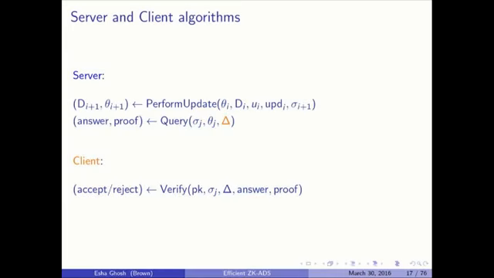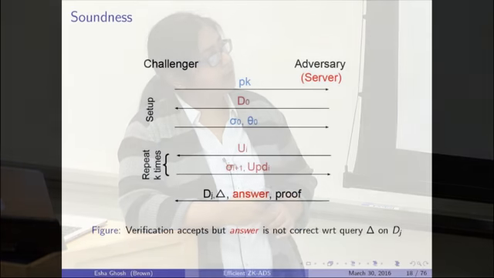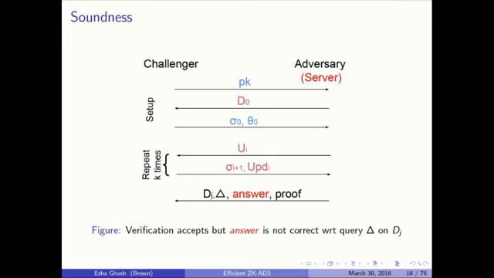Okay. And in the verify phase, the client just takes a public key, the sigma j, and the query, its answer and proof, and either accepts or rejects. Okay. So, like we already described, the security features are twofold. Completeness just means that correct answers will always be accepted. The soundness is the game that models the adversarial behavior of the server.